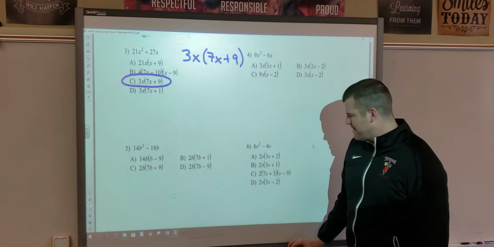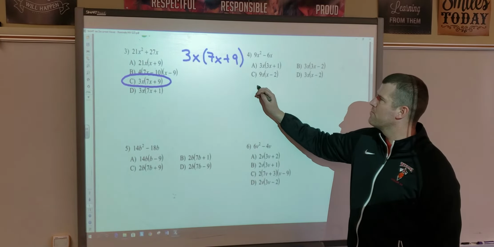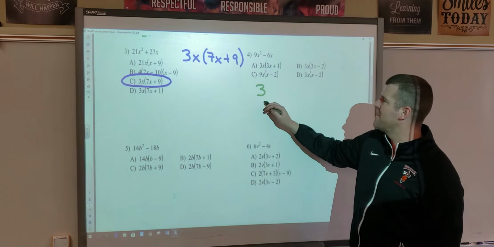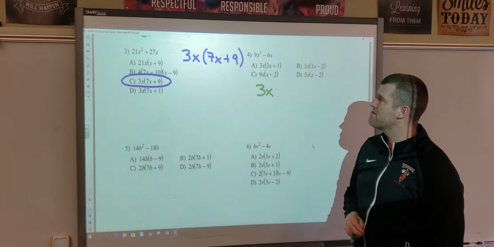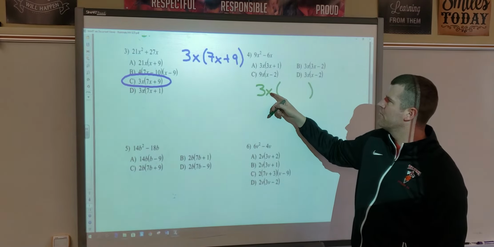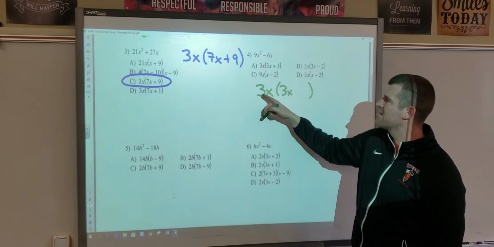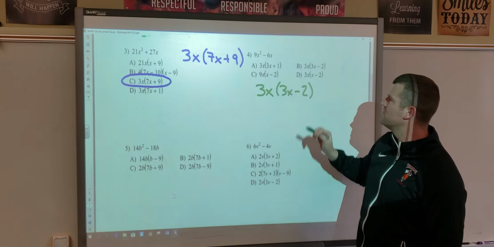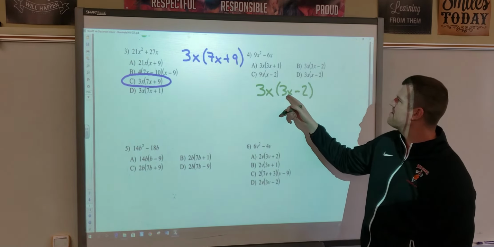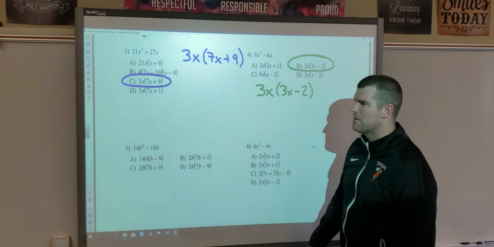9x squared minus 6x. Biggest number that goes into 9 and 6 is going to be 3. And then again, they both have an x, so I can take out x to the first. To get to my 9x squared, I need to do 3x times 3x. And to get to my negative 6x, that's going to be 3x times negative 2. So 3x times 3x minus 2. That one was B.